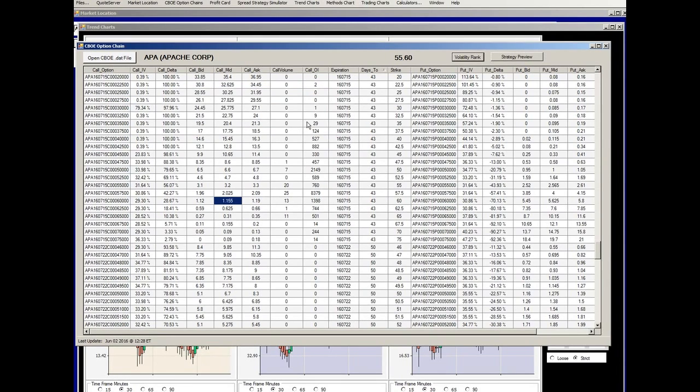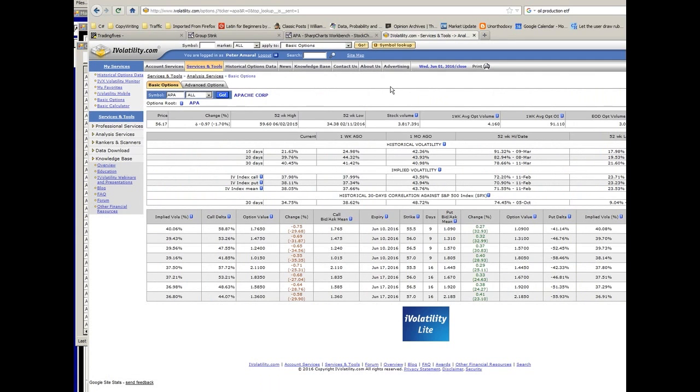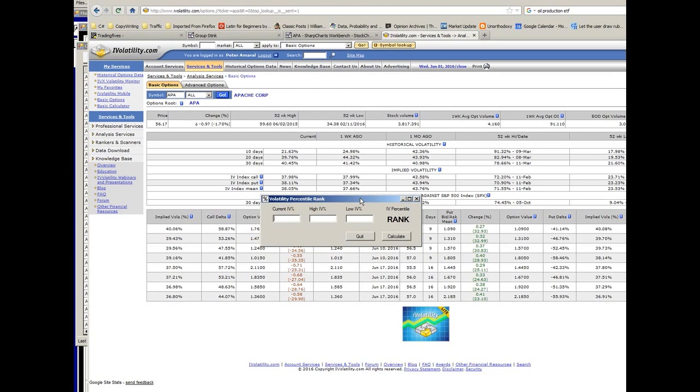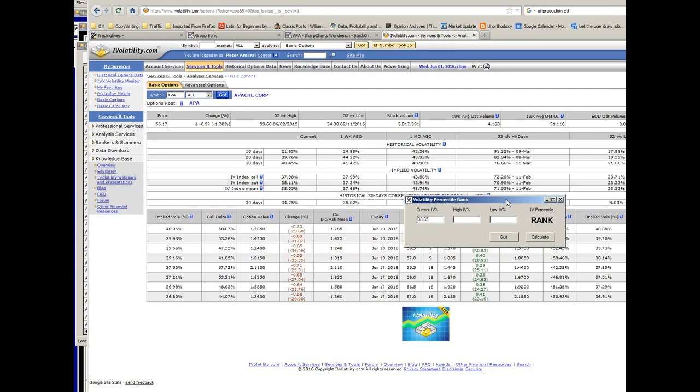And just want to demonstrate one other thing quickly. We mentioned the volatility rank yesterday, but this is a little trick you can do. If you call it and then minimize it, you can go to the iVolatility.com website, which we've already done, and we've called up Apache. But you can pop up the volatility rank little window and fill it in right in place, so you don't have to remember anything. So it's 38.05.